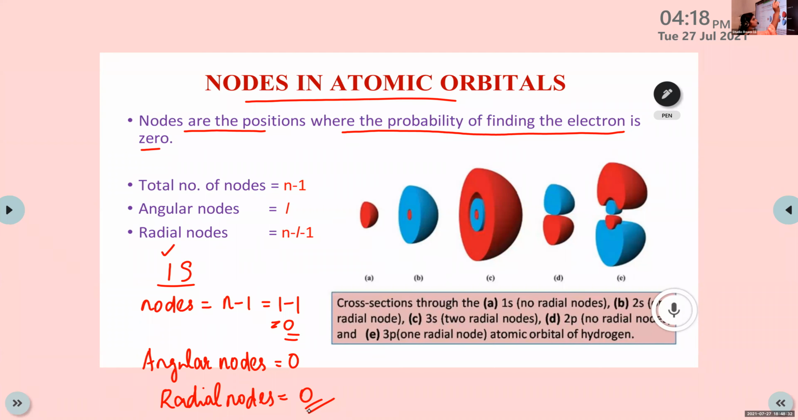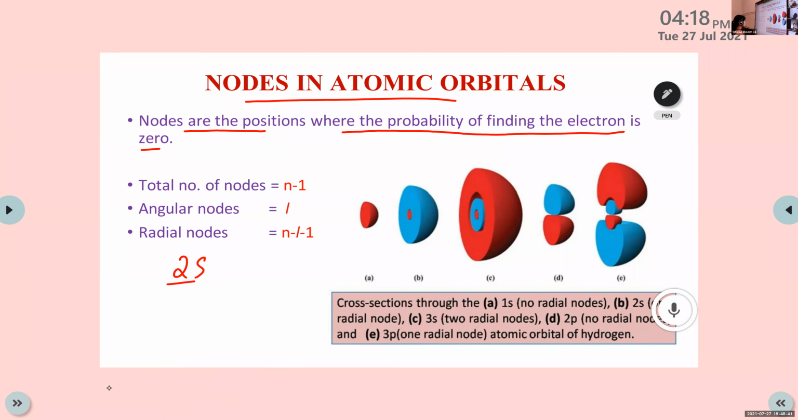Shall I move to the next one? Then we can check 2s. So can you tell me the total number of nodes here? The equation is n minus 1. John Philip, can you tell me? 2 minus 1, yes. So it is 1, right? Nodes equal to 1.